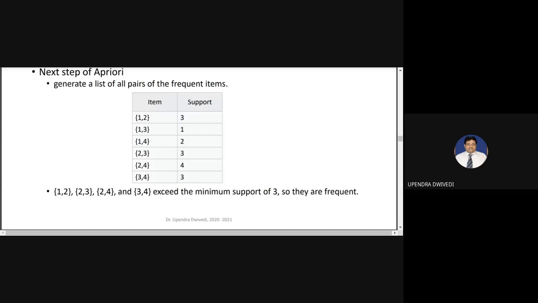So we take 1 comma 2 as a frequent item set. We'll discard 1 comma 3, and we'll discard 1 comma 4 because its support is less than the threshold of 3. We take 2 comma 3 as a frequent item set because it has a support of 3. Now we'll take another set, 2 comma 4, which has a support of 4. We also take 3 comma 4 because it has a support of 3, which is greater than or equal to 3. So these item sets 3 comma 4, 2 comma 4, 2 comma 3 and 1 comma 2 are called frequent item sets.